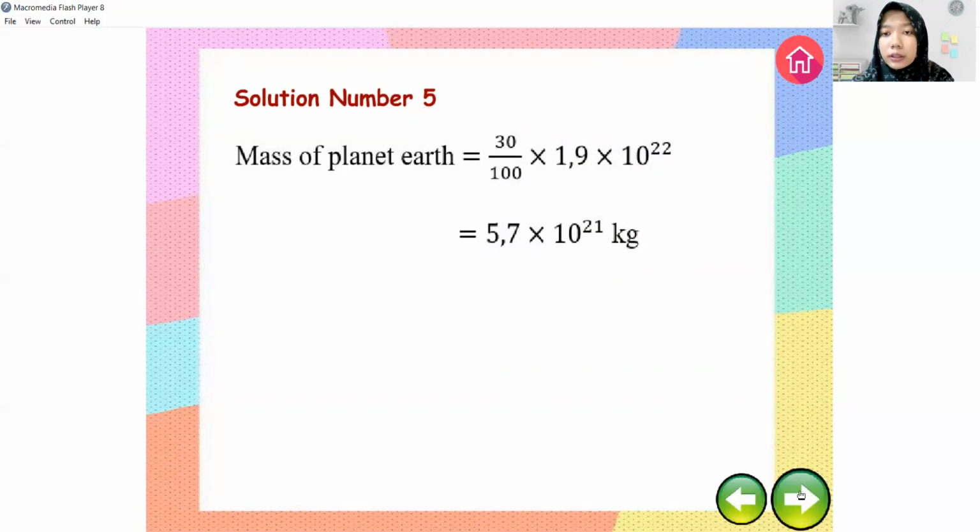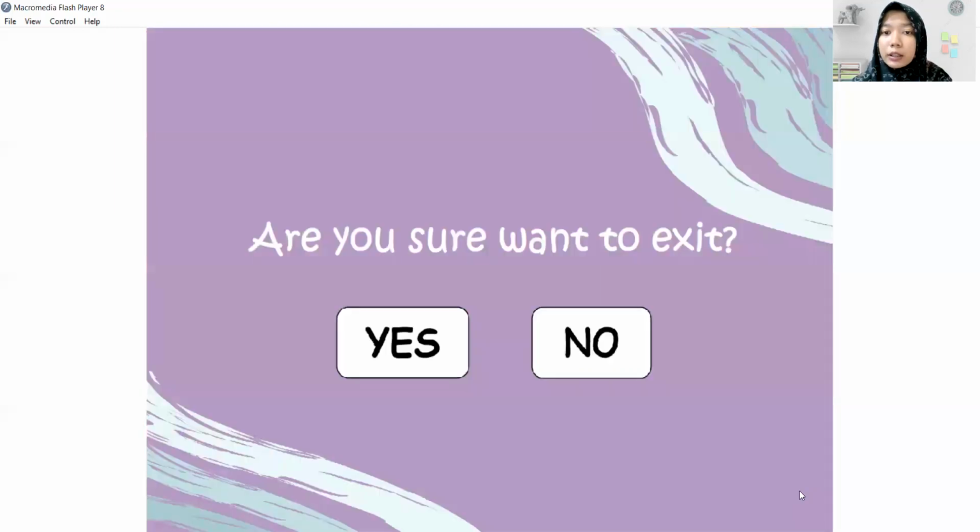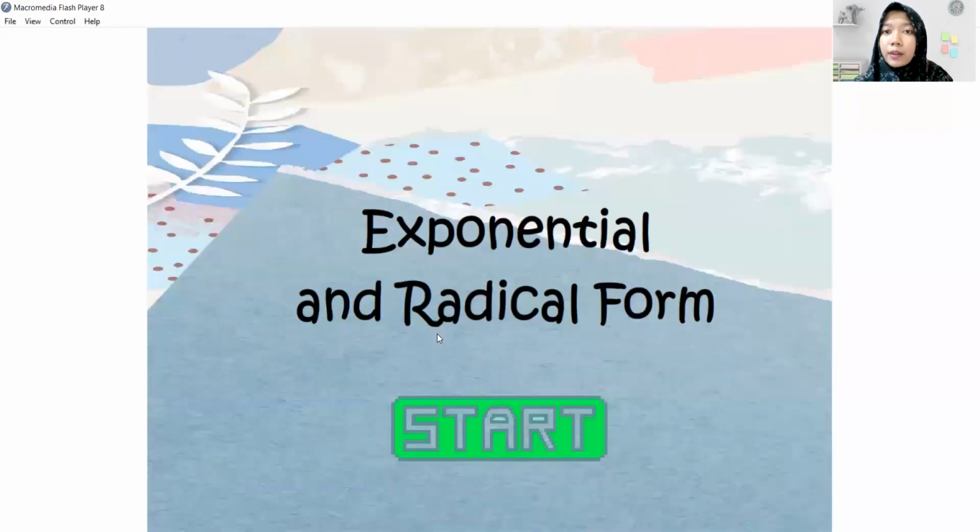Then if I click the next button, the question appears: are you sure you want to exit? If I click the yes button, I exit the Macromedia. But if I click the no button, it will go back to the main menu. So I click the yes button and I finish using this Macromedia.